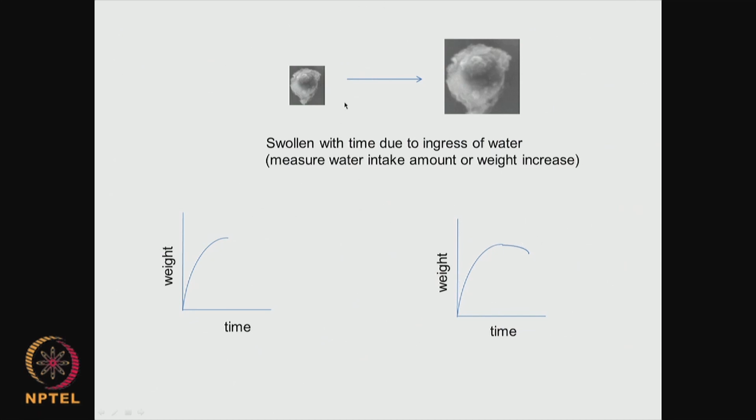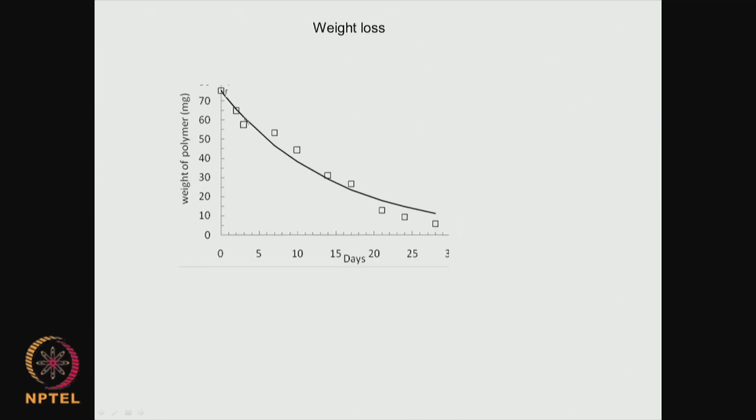So, with the help of a very simple set of physical data collection, we will be able to understand the mechanism of swelling of a polymeric system. If the material is losing weight, you may end up having a relationship like this: the weight loss as a function of time will be going down maybe as a first order or maybe as a half order and so on. Again, this data is very useful, especially if you are looking at drug delivery systems.